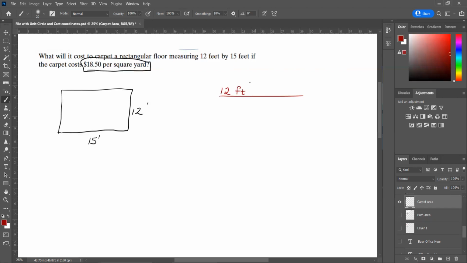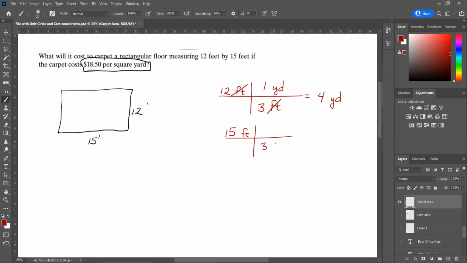12 feet, and I know that not 1 foot, 3 feet is 1 yard. And now feet will cancel because feet divided by feet is 1. I multiply across the top, 12 times 1, divide by 3, and I have 4 yards. Remember, we did this dimensional analysis with our unit conversions. I can do the same thing with the 15 feet.